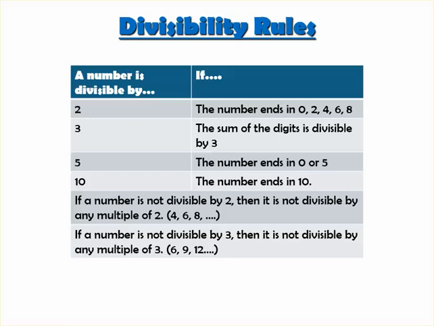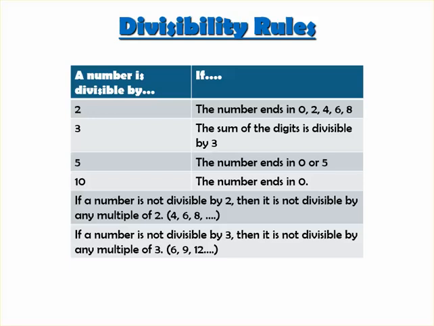It's also good if you remember some of your divisibility rules. So a number is divisible by 2 if it's even. That means it ends in 0, 2, 4, 6, or 8. It's divisible by 3 if the sum of the digits adds up to a multiple of 3. So like 12 is divisible by 3 because 1 plus 2 is 3. It's divisible by 5 if the number ends in 0 or 5. And divisible by 10 if the number ends in 0.